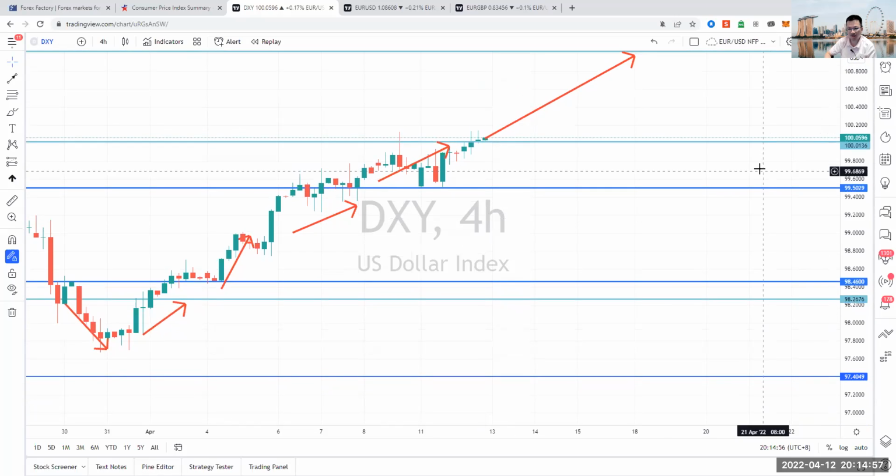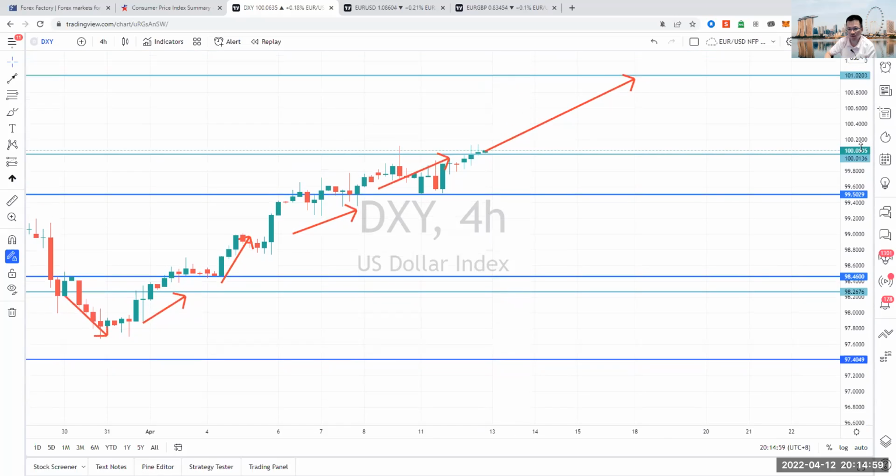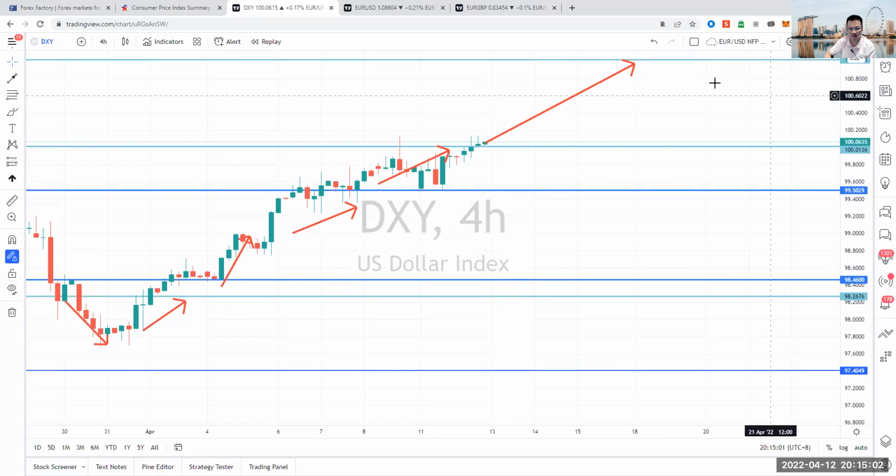What I'm anticipating, I don't think it'll go all the way towards that 101 level. I think that if we see 101.20 or 101.30, 101.40, it's significant. It's a very big move already. You can see that just by dollar index going from 99.50 to 100, we actually saw a very big move in the euro dollar and the pound dollar and the yen as well. So we saw that big move just from that 99.50 to 100.